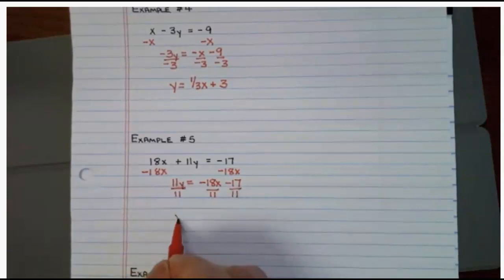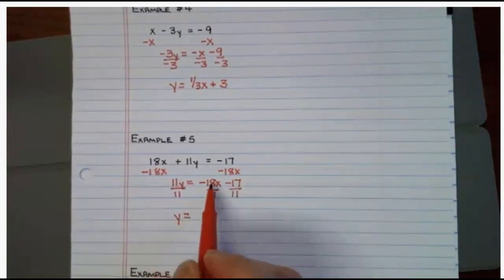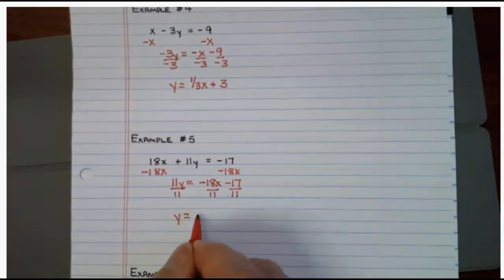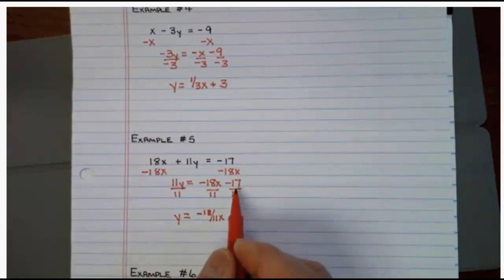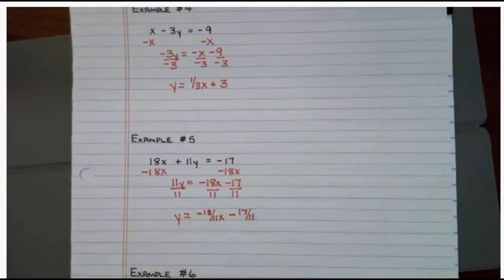Those 11's cancel out. Y is equal to, I can't divide these. This ends up being a fraction: negative 18/11 x. And this also cannot be divided. So this is going to end up being a fraction: minus 17/11. My slope on this is negative 18/11. My y-intercept is negative 17/11.